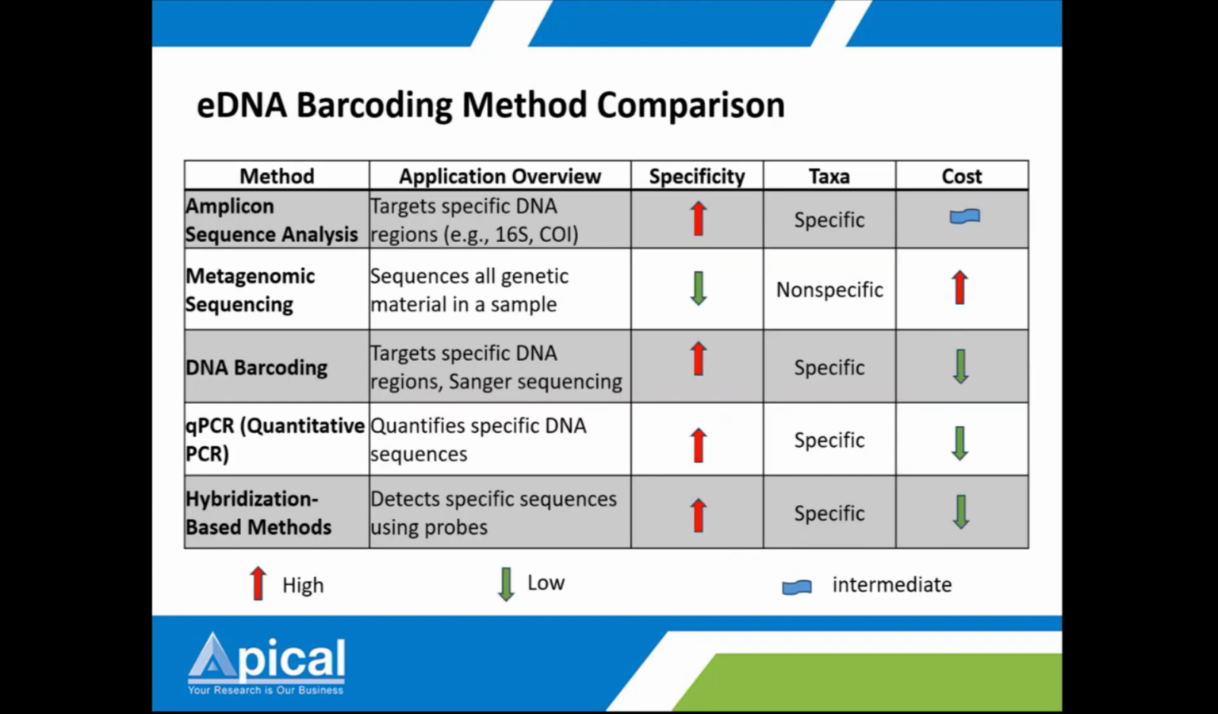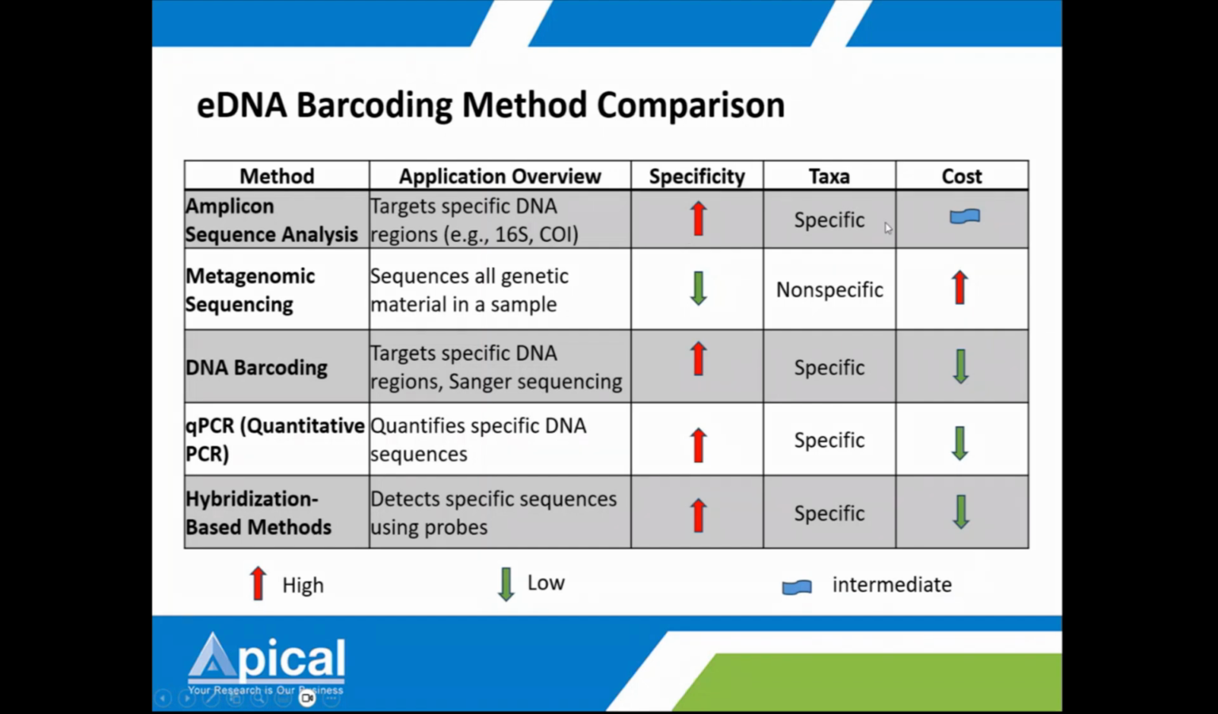So for this approach, amplicon sequence analysis, the application is very specific. We are looking at a specific gene marker, for example COI or ITS, to name a few. Right, so it's very specific. If you're looking for fish, then you will catch only fish with COI. So that's why the specificity is very high.